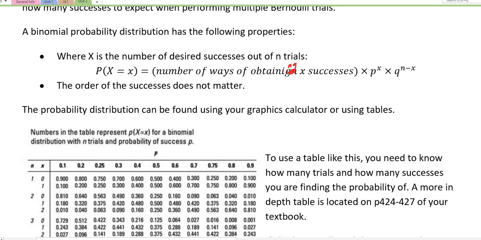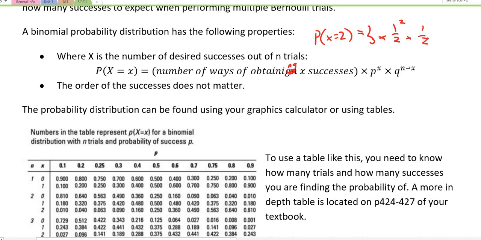So for instance, flipping a coin 3 times and getting 2 heads, there's 3 different ways to get that. So the probability that X equals 2, so 2 heads, would be the number of ways of getting 2 heads: heads, heads, tails; heads, tails, heads; tails, heads, heads. Times by the probability of success, a half, to the power of the number of successes, 2, times by the probability of failure, 1/2, to the power of the number of trials minus successes.